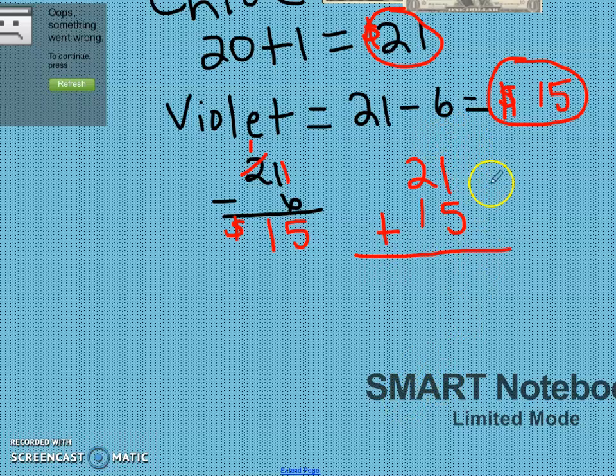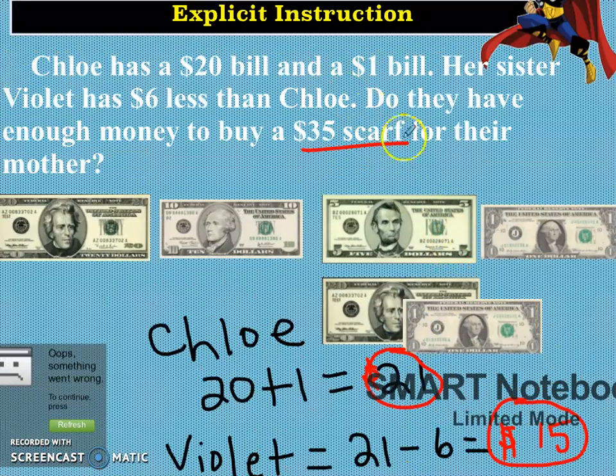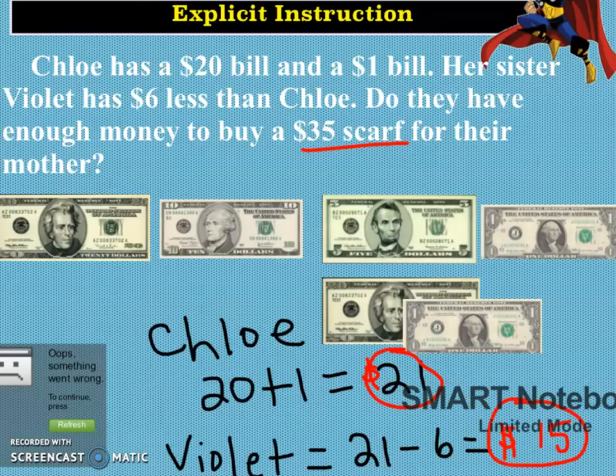So we start with our ones place. 1 plus 5 equals, that's right, 6. 2 plus 1 equals, yes, 3. So Chloe and Violet, when they put their money together, they have $36. So do they have enough money to buy the scarf for $35? Yes, they have enough money to buy the scarf because $36 is more than $35. Great job. Let's move on to the next problem.